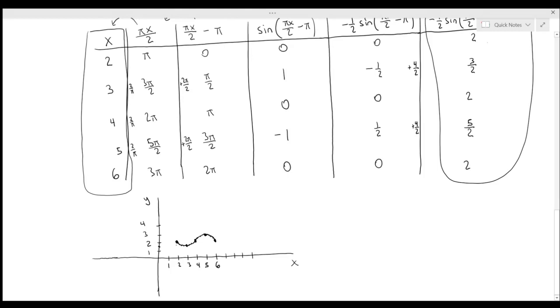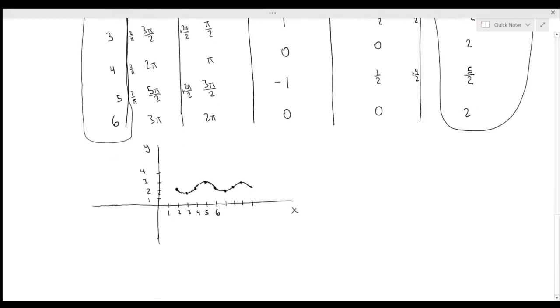So imagine starting from the beginning. I would go down to 3/2 here, and go back up to 2, then I go up and then back down. And then I'll just connect these, and that will give me a second period now. So that will be a rough sketch of 2 periods of our function f of x.